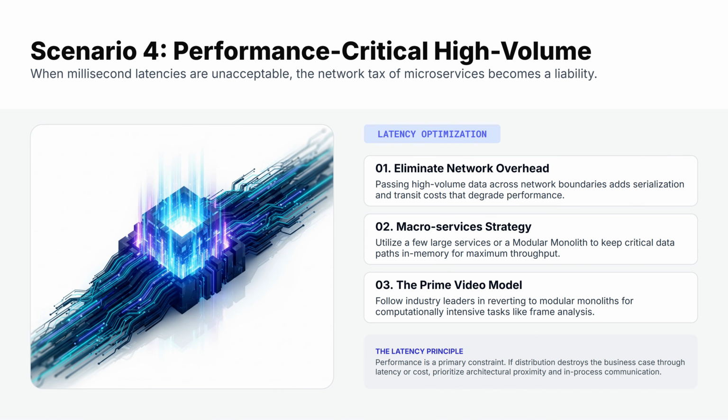Scenario 4. The performance-critical high-volume system. If the system processes high-volume data where millisecond latencies are unacceptable, like Prime Video's frame analysis, a modular monolith or a few very large macroservices are superior. The cost of passing data across network boundaries at this scale often destroys the business case for microservices.